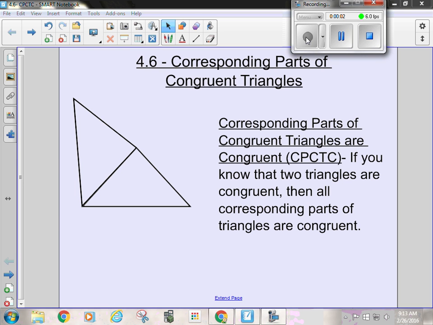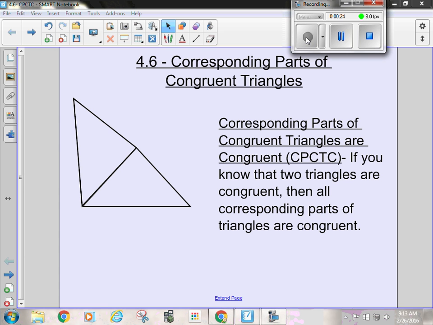Hey class, 4-6 is on corresponding parts of congruent triangles. We're actually going to introduce that topic, and then we're going to look at proving that triangles are congruent, and we're going to use proofs to do this. Now the book talks about using paragraph proofs, but we're actually going to use some T-chart proofs that are going to be a little easier to follow and are a little bit shorter and sweeter.